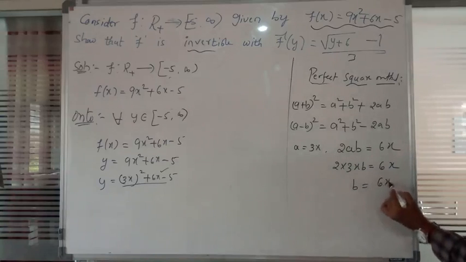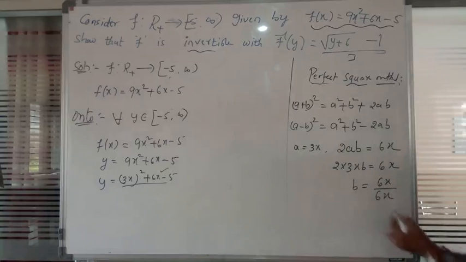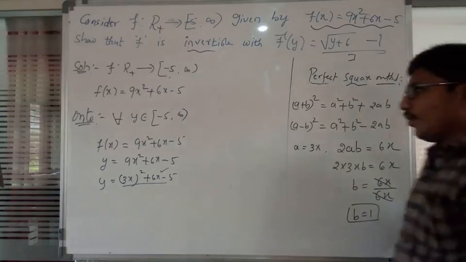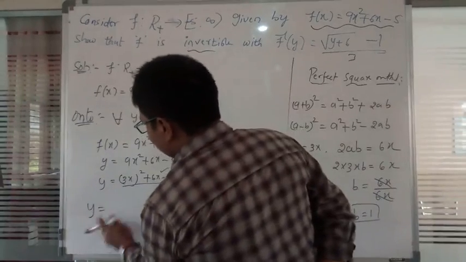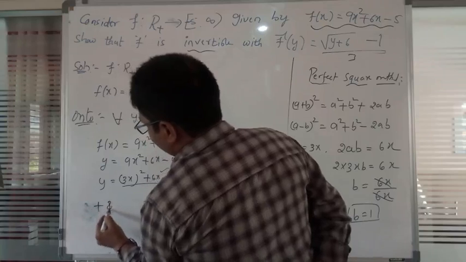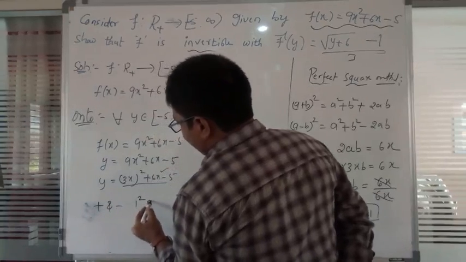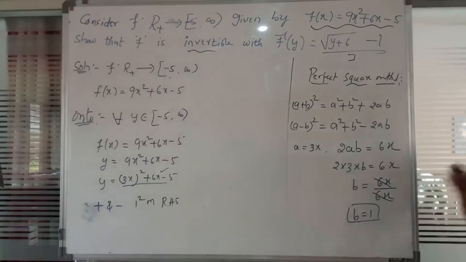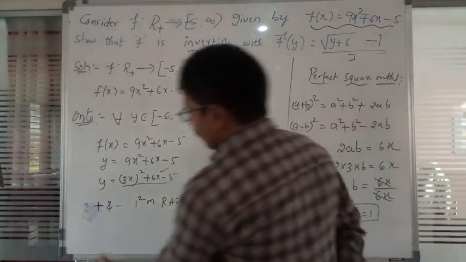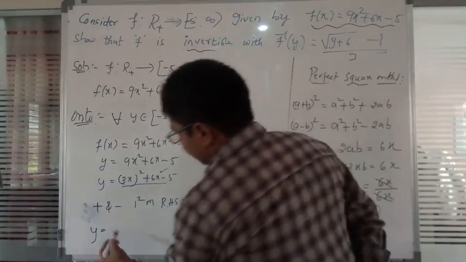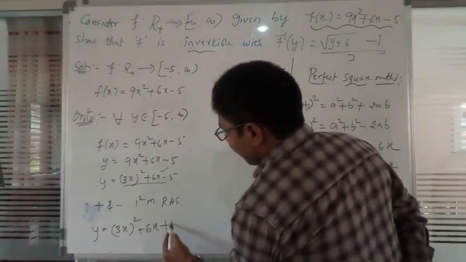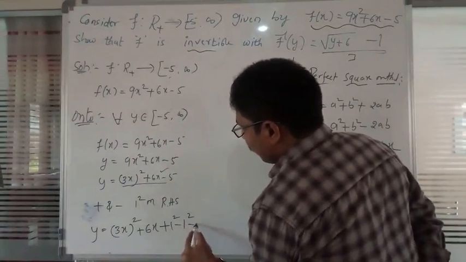So 6x is shifted to the RHS. What happened? The multiple is cancelled. What's remaining? B. What's remaining? 1 is remaining. This 1 is added once and 1 square is subtracted on the RHS. So y is equal to 3x square plus 6x, 1 square added one time, 1 square subtracted one time, 1 minus 1 square minus 5.